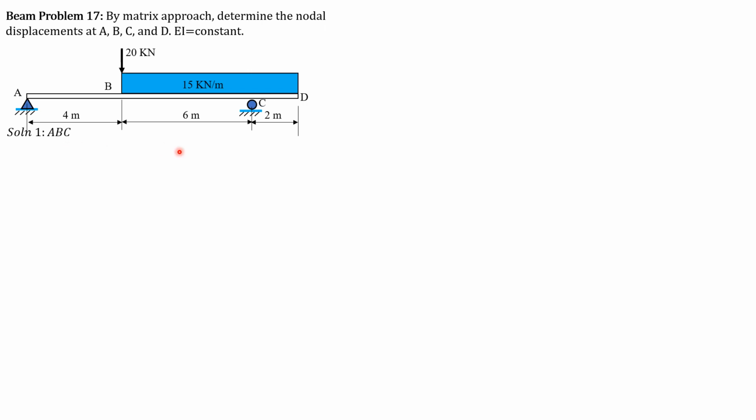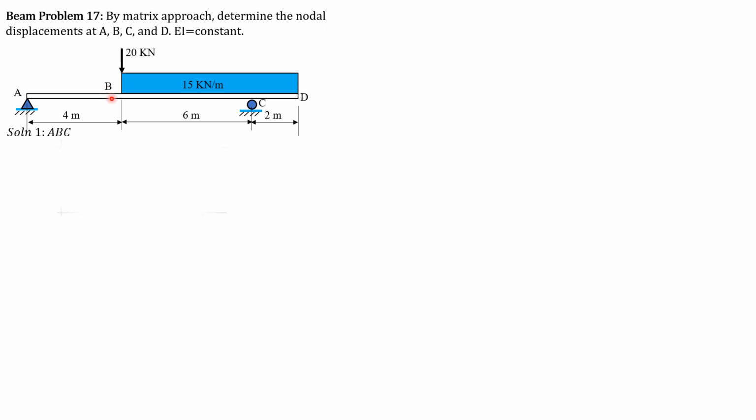First, let's consider solution 1. Let's consider ABC. If we consider ABC, then AB has no load, so there's no fixed moment or fixed forces. BC has fixed moments, but because we consider up to C, we only compute the moment produced by this overhang, which is 15 times 2 times 1.